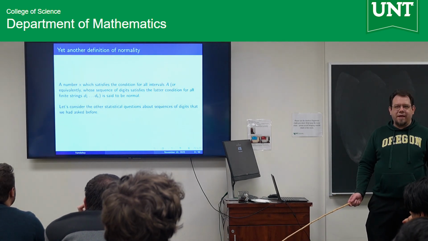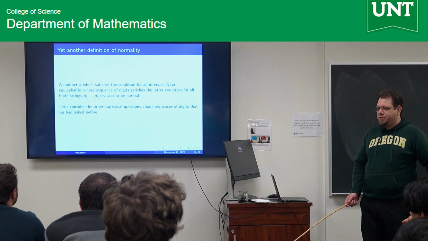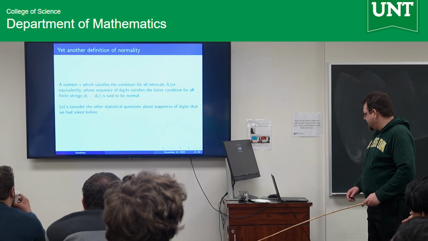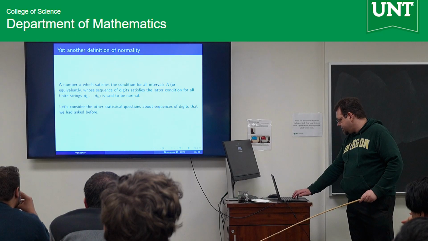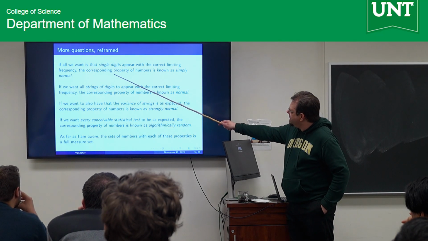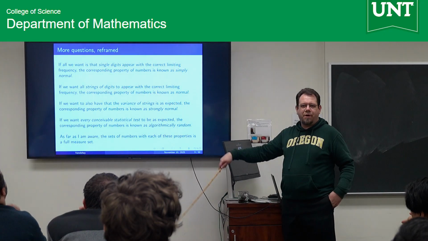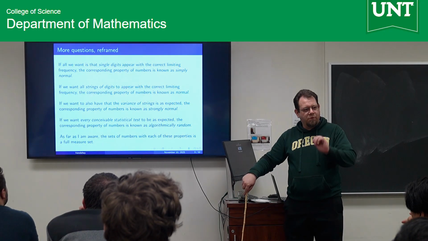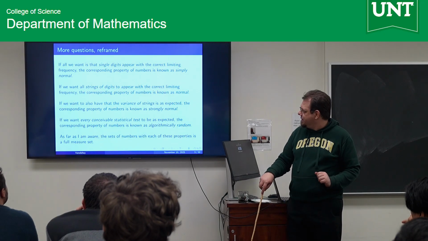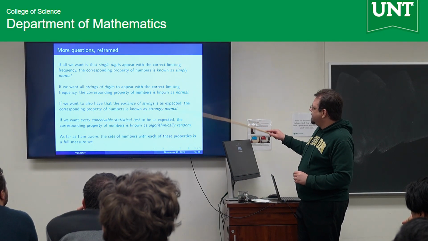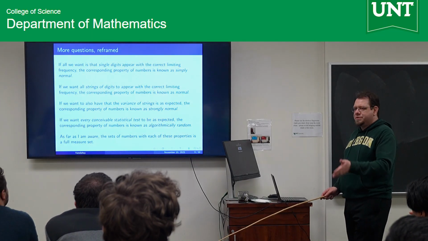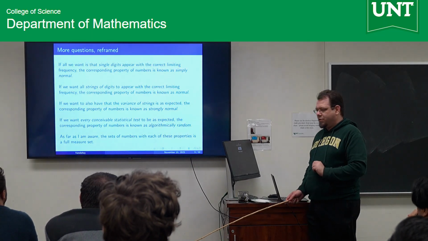And because I started this off with this very generic question of what sort of statistical questions we could ask, let's consider that in this context as well. If we simply want that all single digits appear with the correct limiting frequency, so 3 wants to occur with the right frequency, 4 wants to occur with the right frequency, but I don't say that 34 has to occur with the right frequency, that is known as simply normal. And if we want that all strings of digits appear with the correct limiting frequency, that was the thing we just talked about, that's normal.